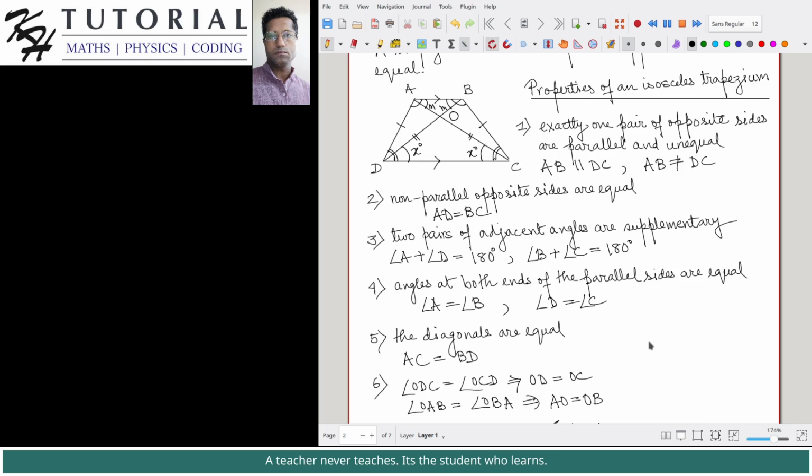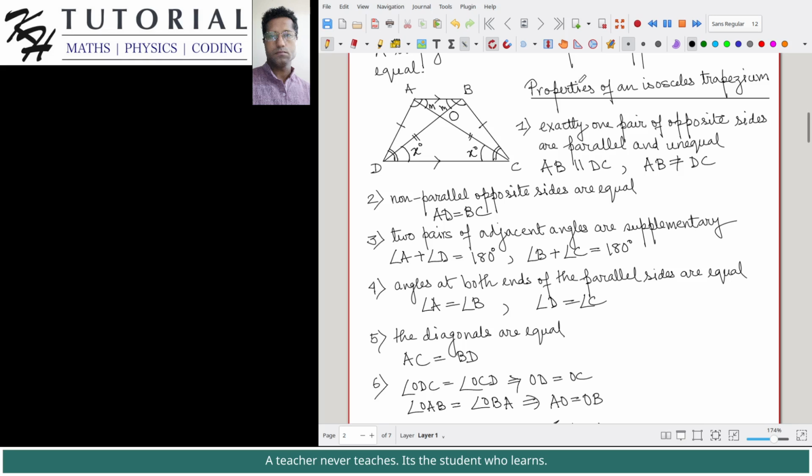And then we will have, since it's an isosceles trapezium, the non-parallel sides are equal. That is, AD is equal to BC. And finally, the two diagonals will be equal. That is, AC is equal to BD.